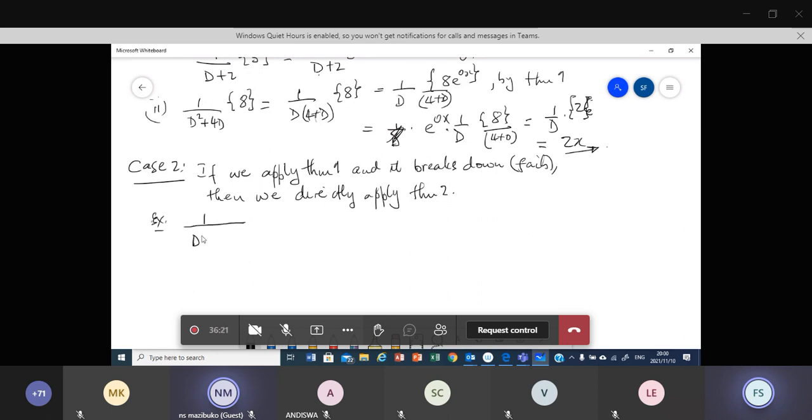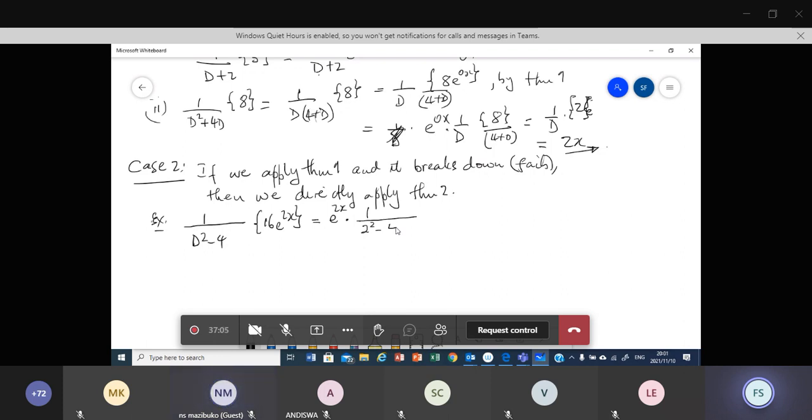1 all over D squared minus 4 acting on 16 e to the power 2x. This is Theorem 1. When do we apply Theorem 1? If there is an exponential function. The coefficient, the function here is an exponential, and the constant is replaced. Let's do that. But while doing that, e to the power 2x must come in front, all over D, which is replaced by 2. So it's going to be 2 squared minus 4. Then we are left with 16. That is Theorem 1.